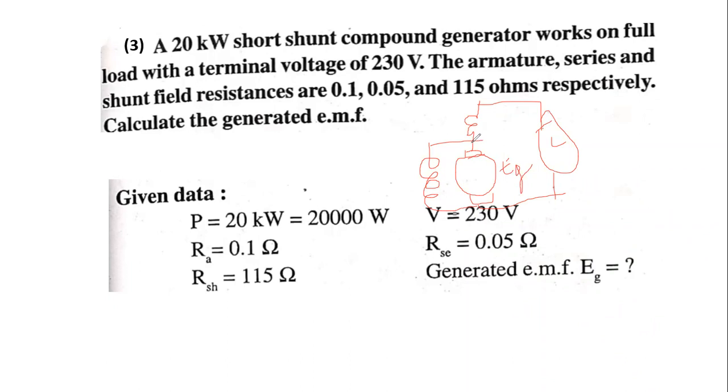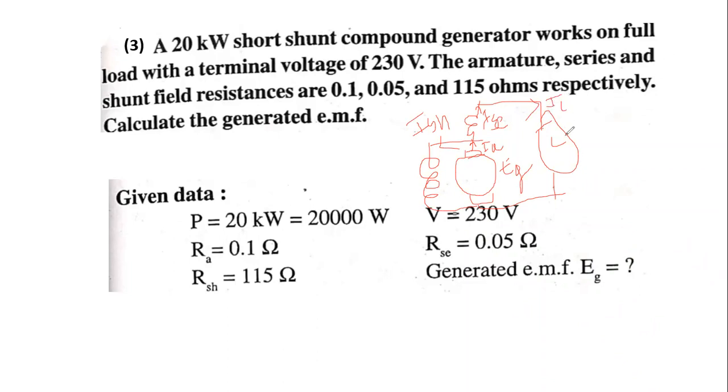Due to that EMF EG, the current developed is the armature current IA. At this point, this current is divided into two directions. This is the shunt winding, and the current flowing through this shunt winding is represented as ISH. And this is the series winding, and the current flowing through this series winding is represented as ISC. This same current is flowing through the load, therefore it is represented as IL.